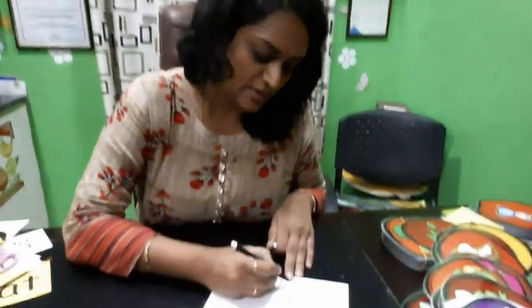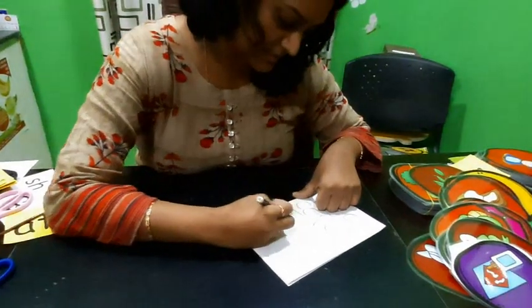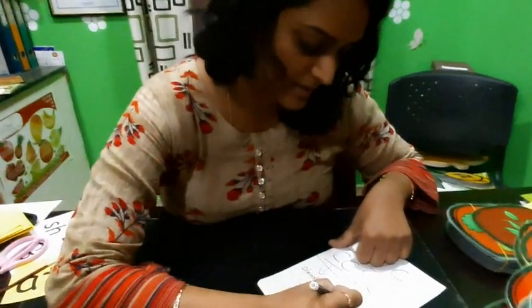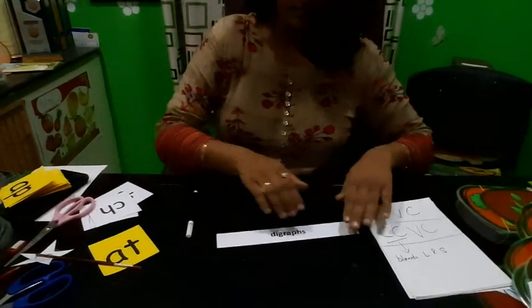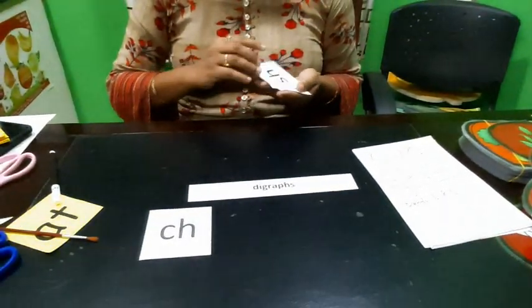Okay, so when we're talking about the CCVC words, we spoke about blends: the L blends, the R blends and the S blends. But other than blends, there is something called digraphs. Digraphs. What exactly are these digraphs? Two consonants come together and make a single sound. Now let us look at a few digraphs here.